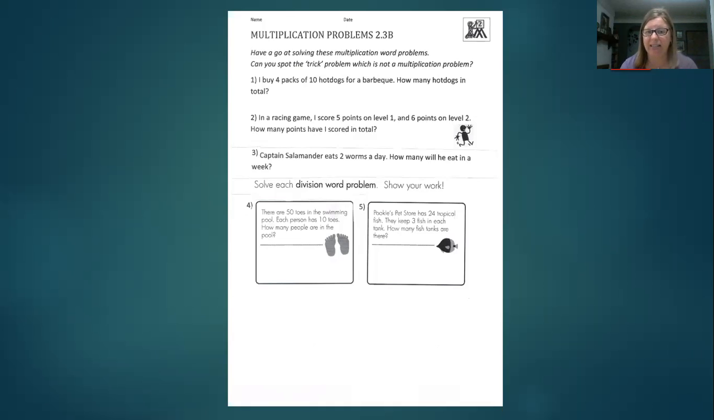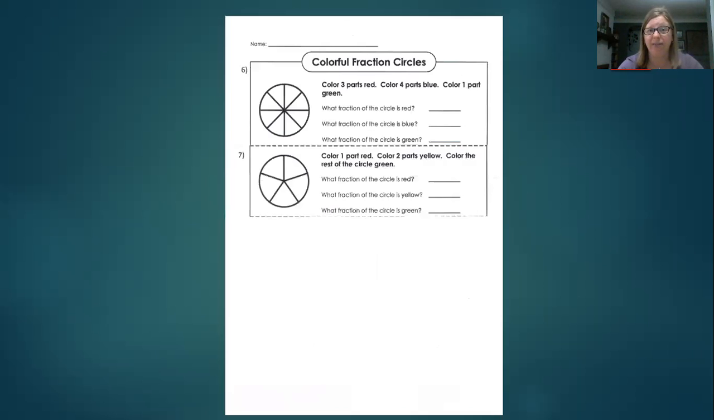Number 5 says, Pookie's pet store has 24 tropical fish. Oh, there's another animal, tropical fish. They keep 3 fish in each tank. How many fish tanks are there? Wow, that's not a whole lot of fish in each tank. That's that page. Now let's look at the next one.